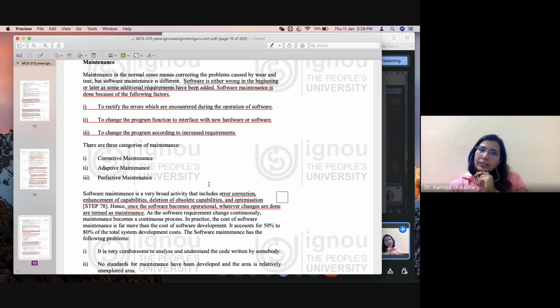So the maintenance phase is considered the longest phase. Anything that happens in your software, even after the delivery of the product, is the responsibility of the company and is something which is handled in the maintenance phase.